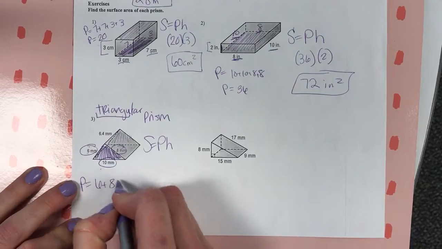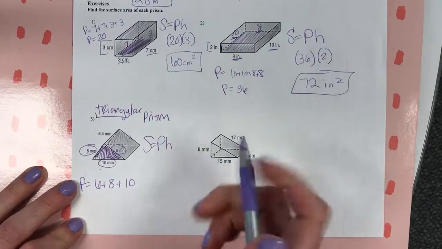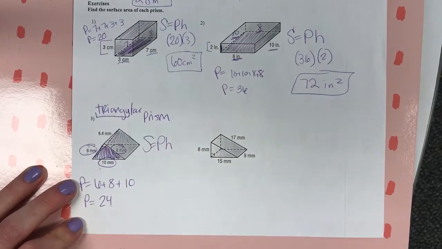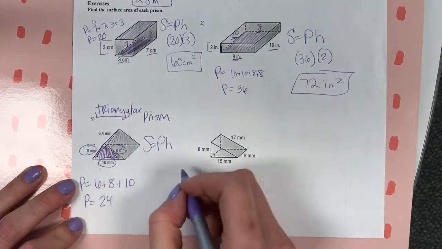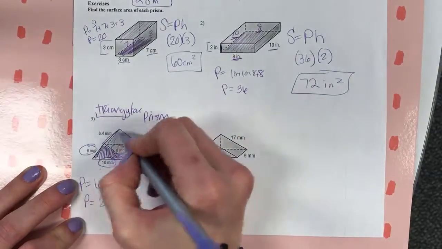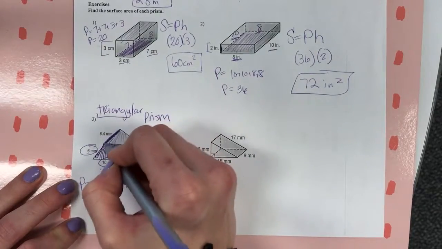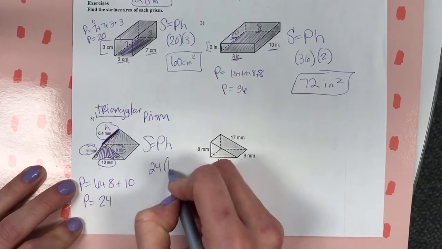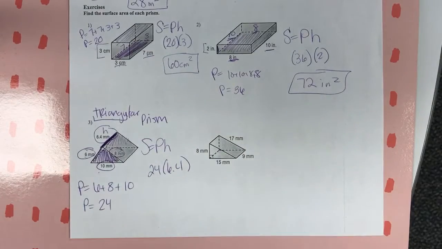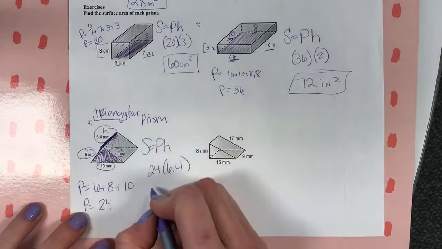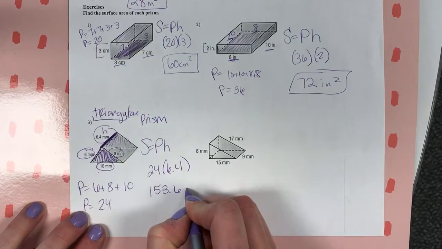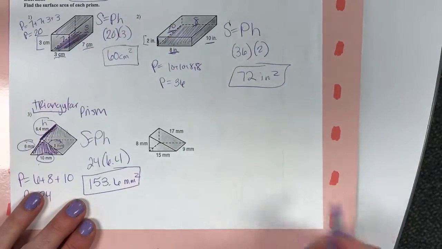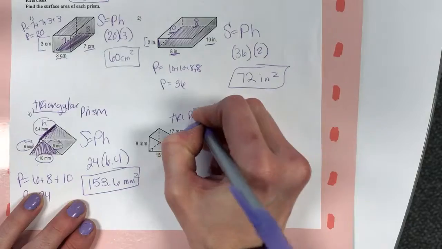So 6 plus 8 plus 10, we've got 24. And then my height. The height's still that length between your two bases. In this case, 6.4. So 24 times 6.4 gives me 153.6 millimeters squared.